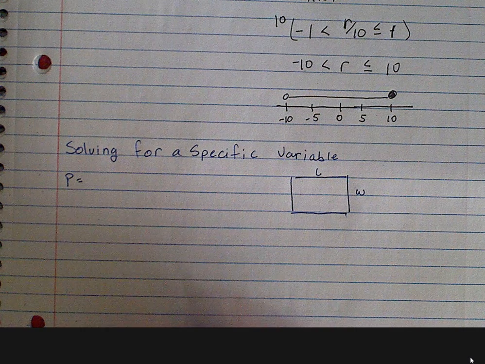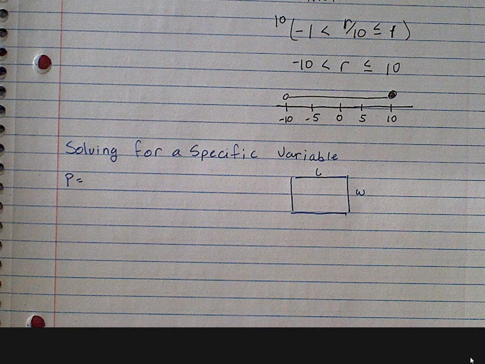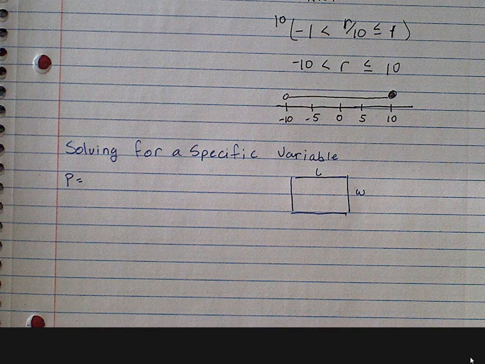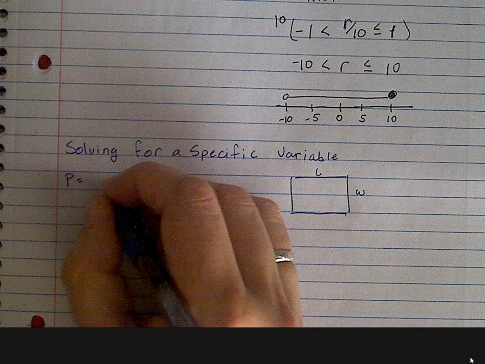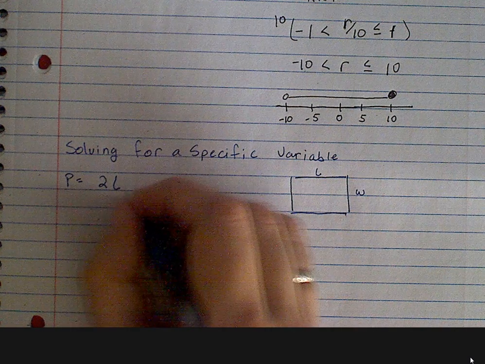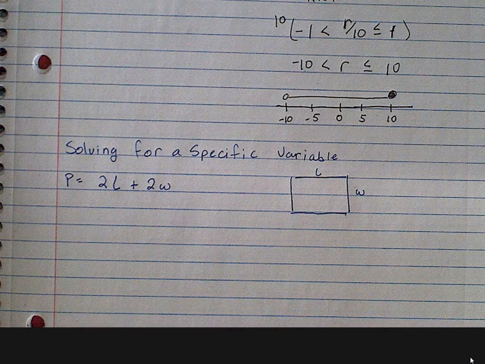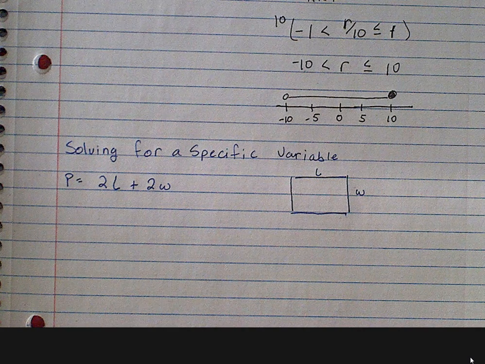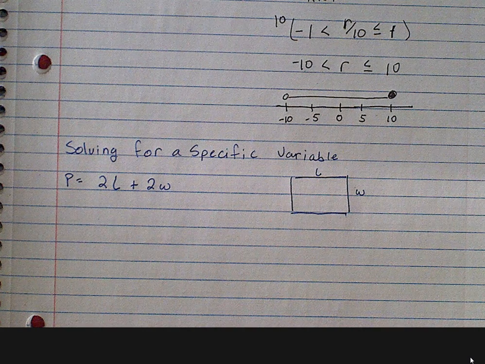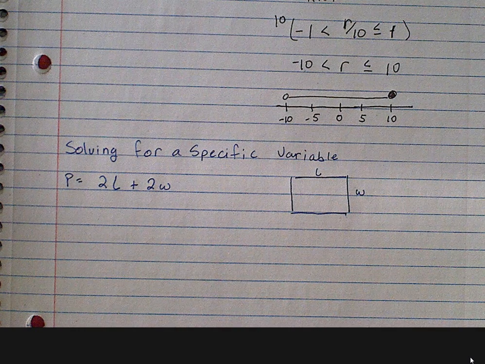Right, so okay, awesome. So it's length times 2, so I'm going to write it as 2L, plus width times 2, and I'm going to write that as 2W. All right. So now, that's the formula for perimeter. And you guys have seen that before, right? Probably way back in 4th, 5th grade? Okay.